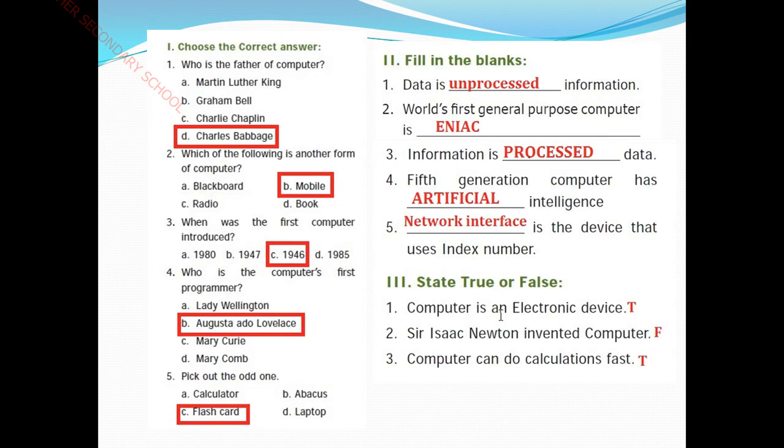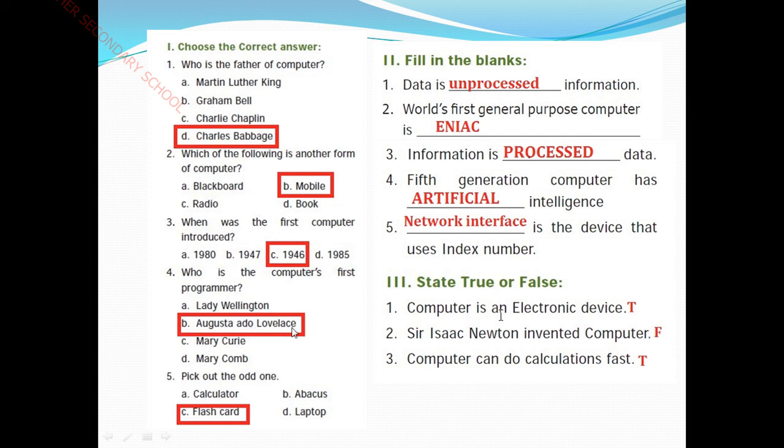Now let us discuss the 1 mark answers in this slide. Who is the father of the computer? Charles Babbage is the father of the computer. Which of the following is another form of computer? Nowadays we are using an Android mobile. Whatever features the computer has, all of that is in our mobile, isn't it? So the answer is mobile. When was the first computer introduced? ENIAC was the first generation computer. It was introduced in 1946.